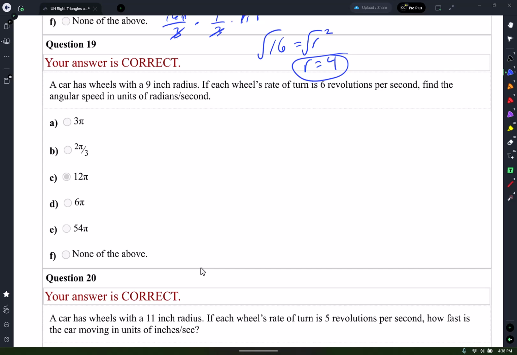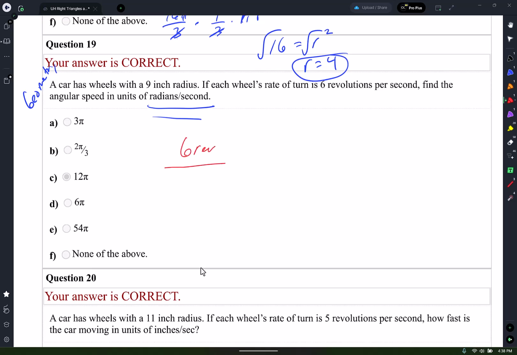This is really more geometry than anything. A car has wheels with a 9-inch radius. If each wheel's rate of turn is 6 revolutions per second, find the angular speed in units of radians per second. Underline radians per second. All right, here's how you're going to do it. Use dimensional analysis. What do they call it in chemistry? Stoichiometry. So I'm going to go like this.